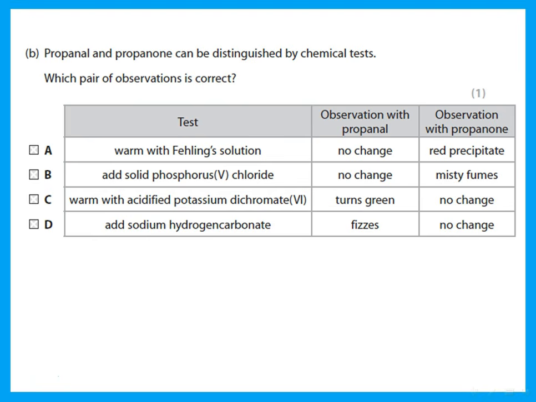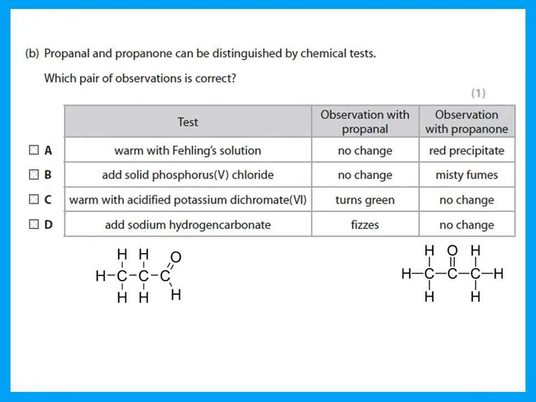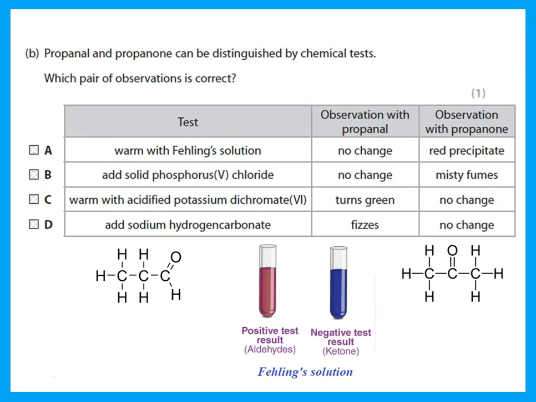Then he says propanal and propanone can be distinguished by chemical tests. Remember that propanal is an aldehyde, propanone is a ketone. Now, how do we distinguish between aldehydes and ketones? One way was Fehling's solution. Now, when I add Fehling's solution, which one reacts? You should realize that the one that reacts and gives a positive test, which is the red precipitate, is the aldehyde. So actually it is the propanal that will give a red precipitate, while the propanone, no change, or the solution remains blue. So A is wrong.